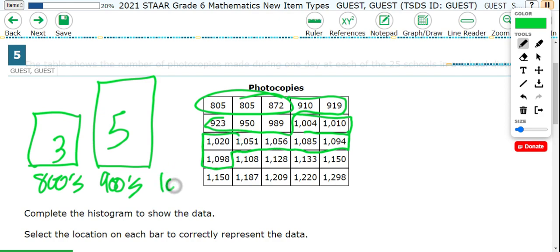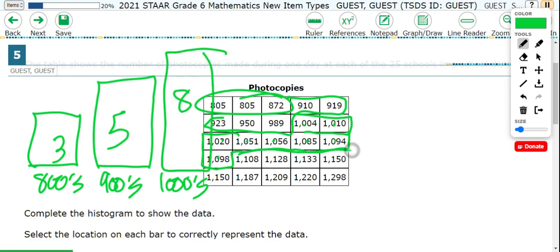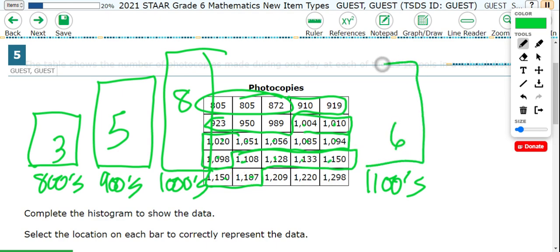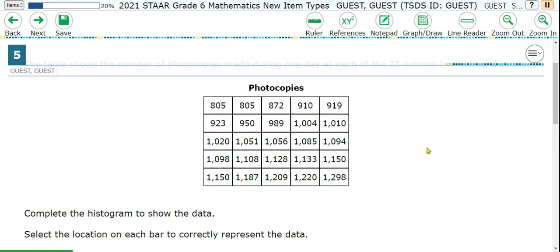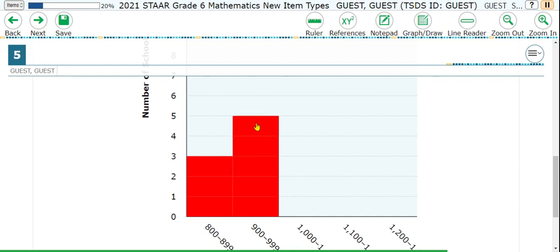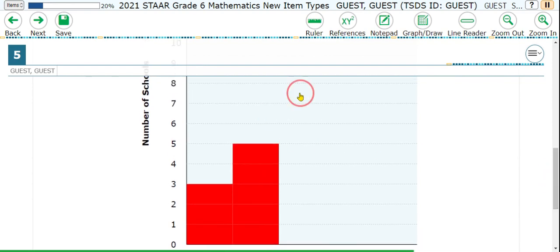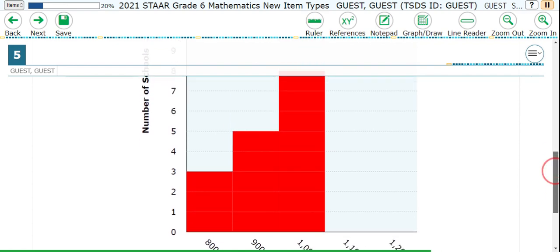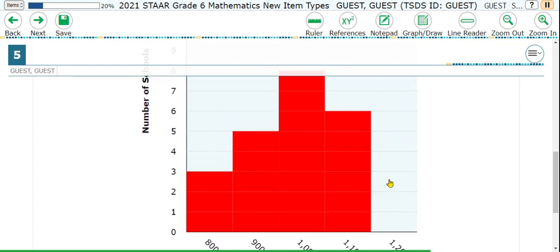And then there's thousands. It looks like 1, 2, 3, 4, 5, 6, 7, 8. There's 8 of them. And then there's 1100s. 1, 2, 3, 4, 5, 6. There's 6 of them. And then 1, 2, 3 for the 1200s. Okay, so we got 3, 5, 8, 6, 3. So you go down below and you're just going to create that. So there's 3, and then 5 of the 900s, 8 of the thousands, 6 of the 1100s, and then 3.